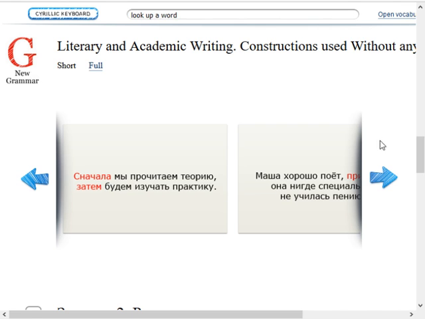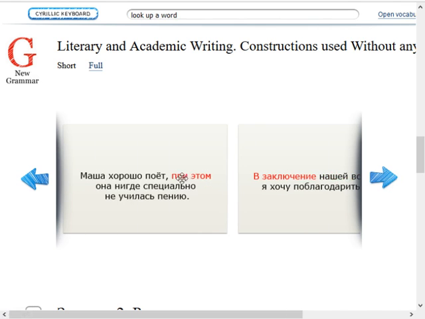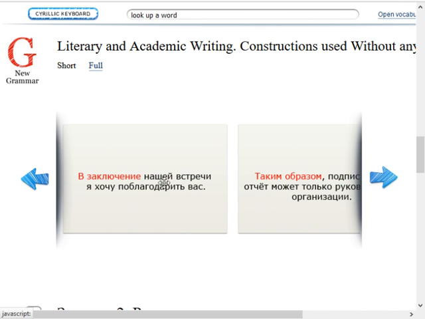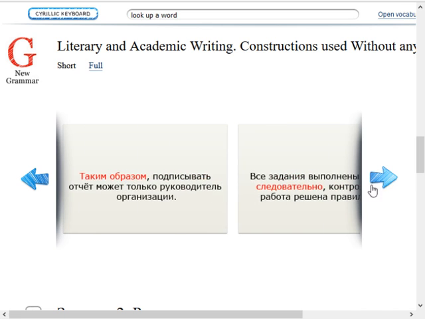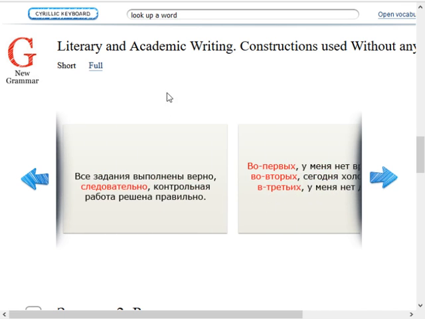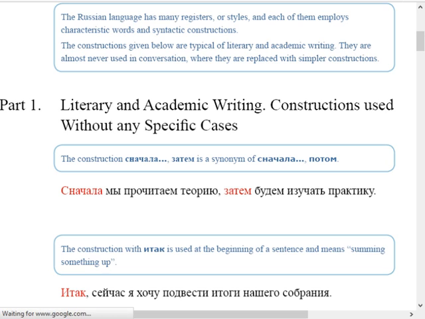Yes. And then при этом, в заключение means to close as the last point. Таким образом, it follows from that. Следовательно also means it follows from that. Let's go ahead and take a look at the full list here. Here they will probably give us some more details here.